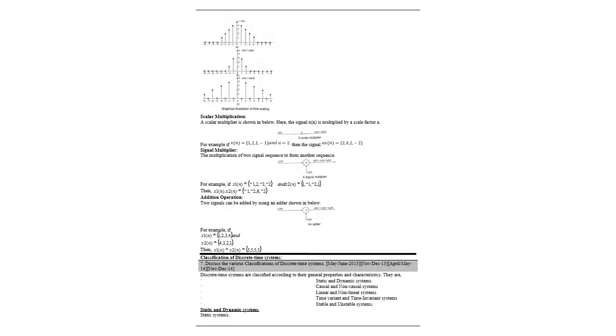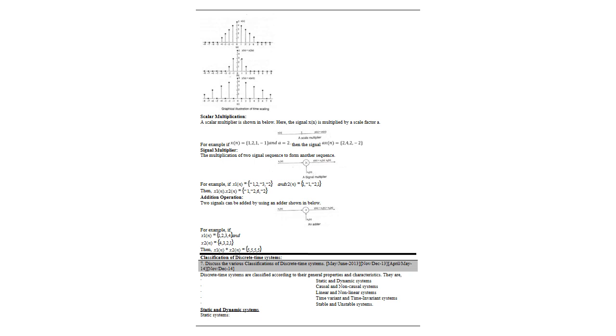So next thing will be the scalar multiplication. Here the signal x of n is multiplied by the scale factor a. For example, x of n is equal to 1, 2, 1, minus 1, and a is equal to 2. So the signal a x of n is equal to 2, 4, 2, minus 2. Next is the signal multiplier. That is the multiplication of one sequence by another sequence. So we have x1 of n and x2 of n. We multiply these two values and get the answer.